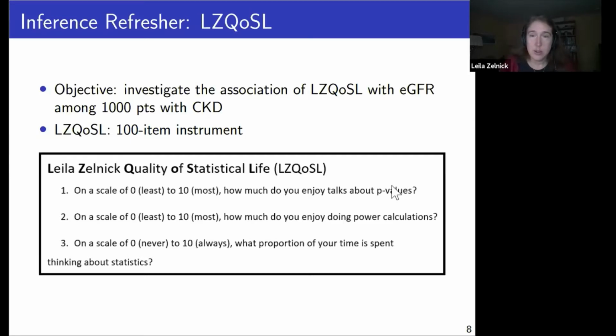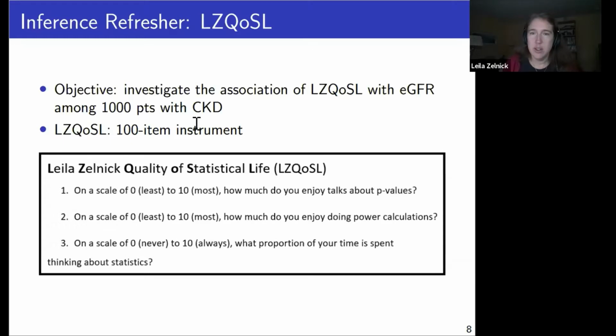So questions include, on a scale of 0 to 10, how much do you enjoy talks about p-values? On a scale of 0 to 10, how much do you enjoy doing power calculations? And on a scale of 0 to 10, what proportion of your time is spent thinking about statistics? So clearly, this is made up. Clearly, I have just simulated this for the purposes of this talk. And clearly, there's no association between this made-up instrument and EGFR. Okay, so that's the point.